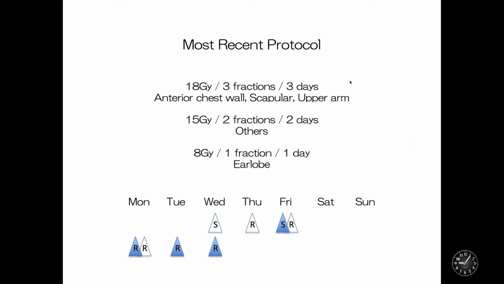And this is the most recent protocol. We have changed and optimized the protocol little by little. And now, the anterior chest wall, scapular, and upper arm high tension areas are treated by 18 gray, 3 fractions, 3 days. And the yellow area is treated by 8 gray, 1 fraction, 1 day. And other regions are treated by 15 gray, 2 fractions, 2 days. For example, if the surgery is performed on Wednesday, the radiation starts Thursday. And for example, with 3 fractions in 3 days, the radiation is performed Thursday, Friday, and Monday.